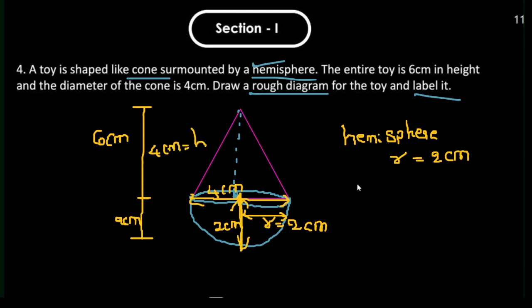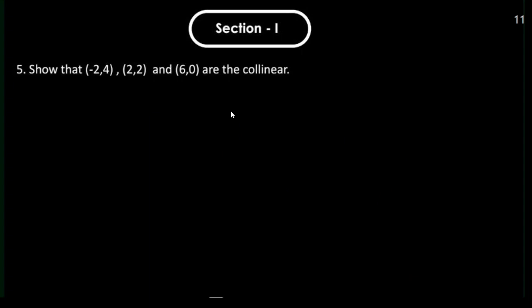right? So the cone's values are: the cone's radius is 2 centimeters and the cone's height h is 4 centimeters. Got it? So these are the values. Simply that's it. And now here they have given 3 points and are asking us to show whether they are collinear or not.